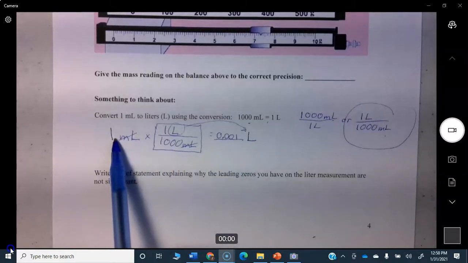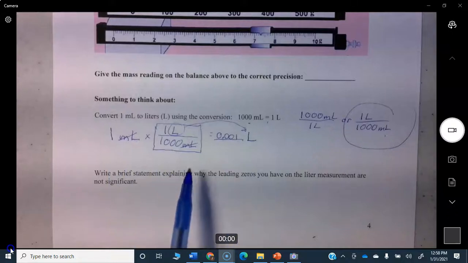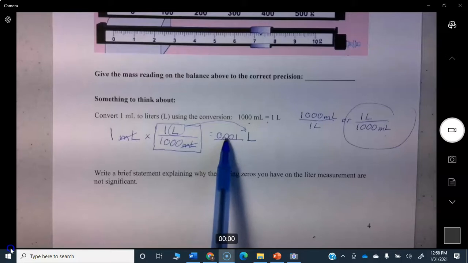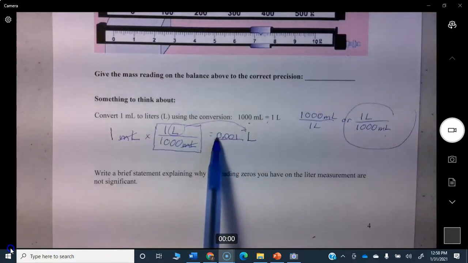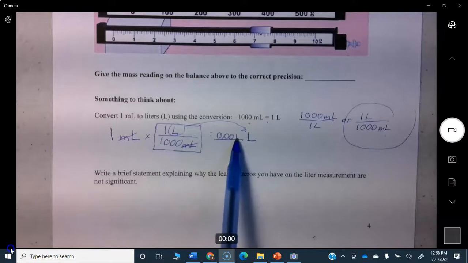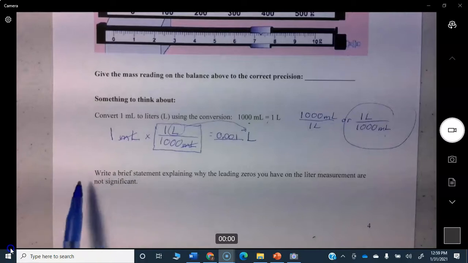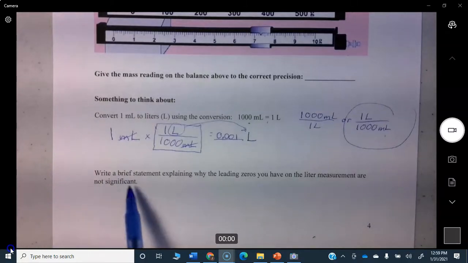You just decided to do a unit conversion from milliliters to liters, and so you have those leading zeros. But if these leading zeros were significant, you would be implying that this is a more precise number. 1, 2, 3 significant figures, or even 4 if you counted that one. 3 significant figures would be more precise a reading than this, and it's not. Just doing a unit conversion doesn't make your measurement more precise. So I want you to think about that, and I want you to put that in your own words down here. Okay, that takes care of it for this answers video.